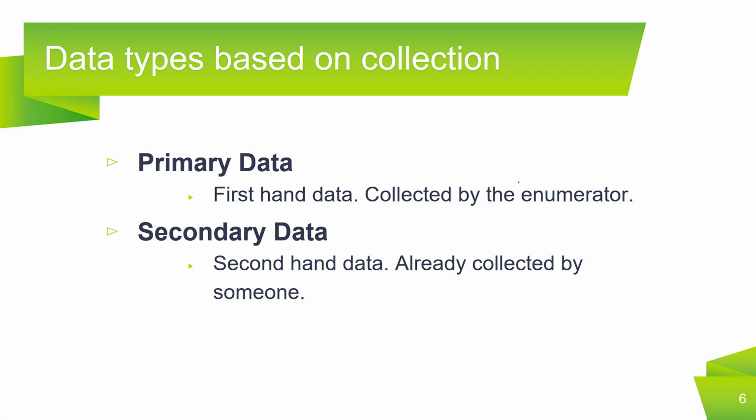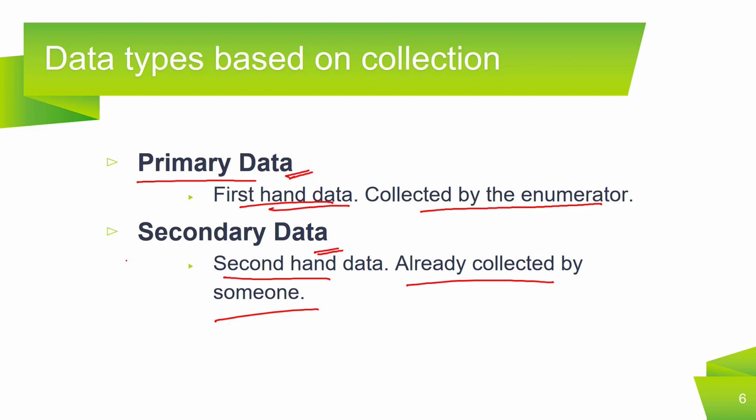Now, according to the way data are collected, they are of two types. One is called primary data, another one is called secondary data. If the enumerator or investigator collects the data himself, that means first hand data collected by the enumerator, then it is called primary data. Now if the investigator is not collecting the data, that means he is using already collected data by someone, or second hand data, then it is called secondary data, right?